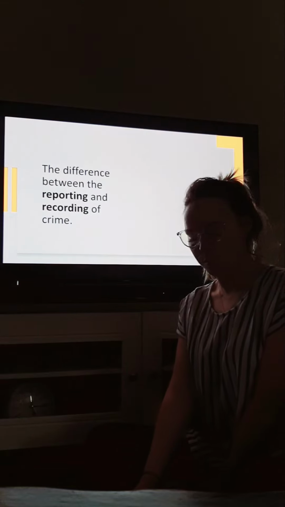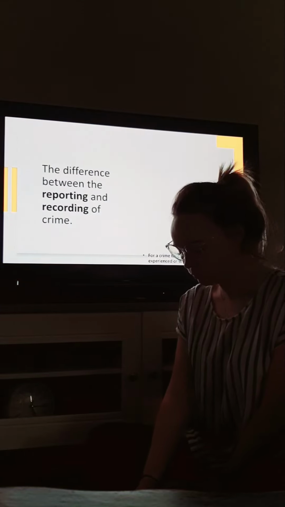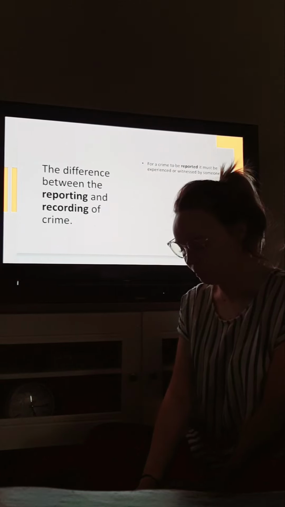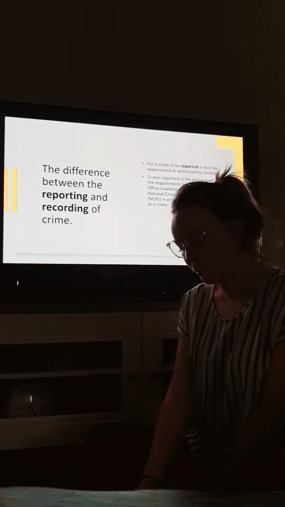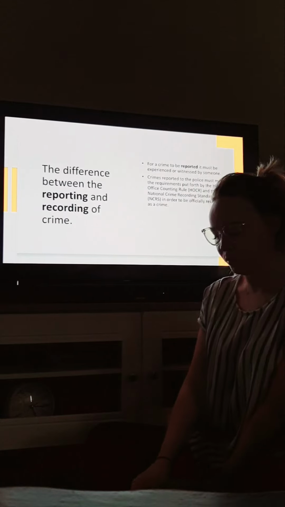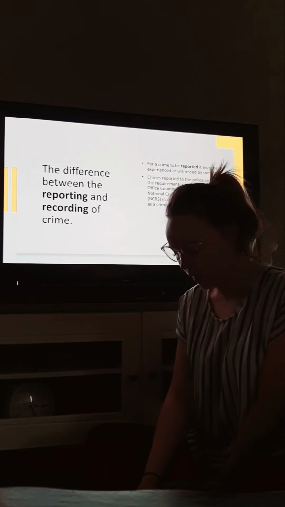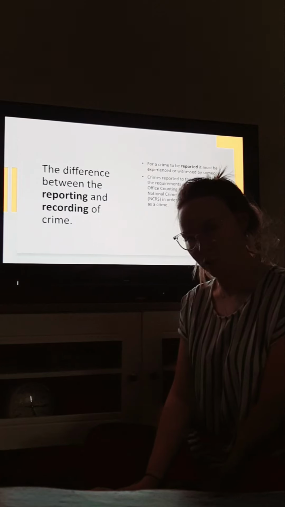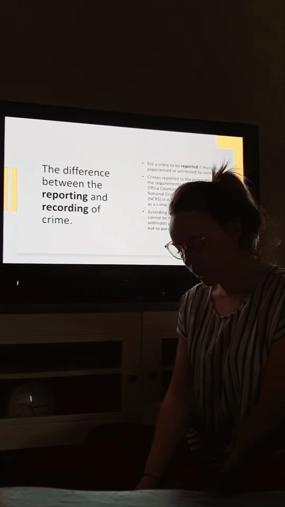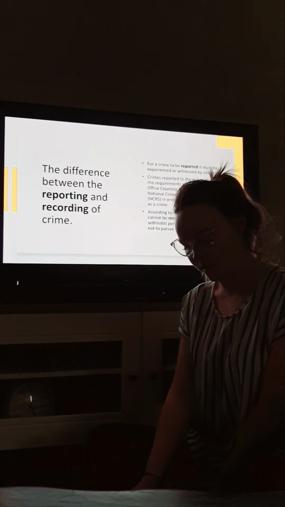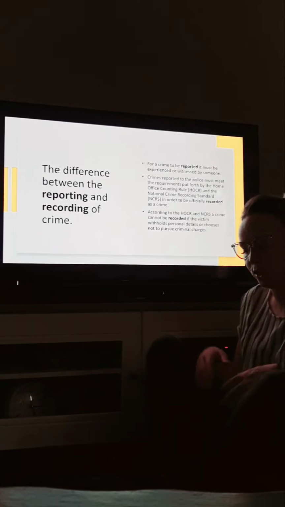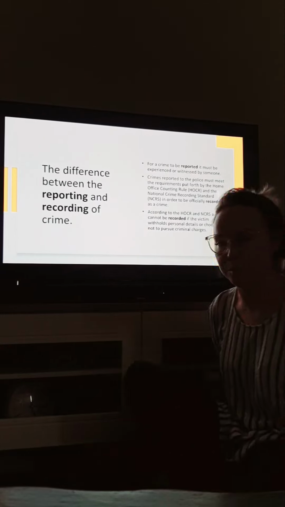The difference between the reporting and recording of crime. For a crime to be reported, it must be experienced or witnessed by someone. Crimes reported to the police must meet the requirements put forth by the Home Office Counting Rules and the National Crime Recording Standard in order to be officially recorded as a crime. According to the HOCR and the NCRS, a crime cannot be recorded if the victim withholds personal information or chooses not to pursue criminal charges.